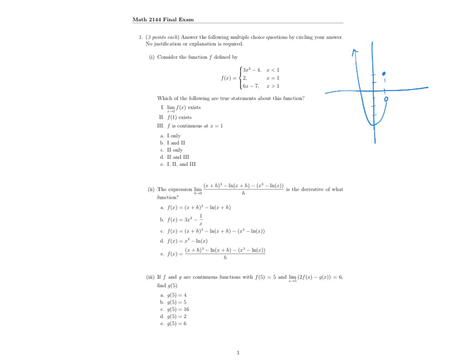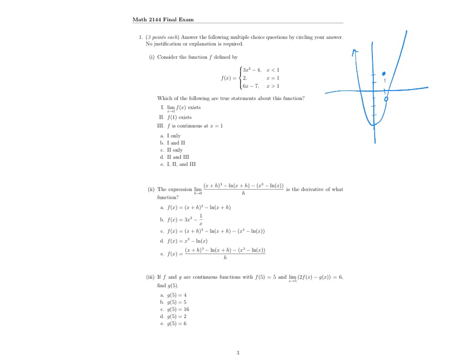And then we have 6x minus 7 for x greater than 1. So if I plug in 1 into that, I'll have 6 times 1 minus 7, which is negative 1. So this is going to be a line with slope 6. So it's going to be pretty steep, going up like that. Okay, so the next thing it asks is which of the following statements are true?